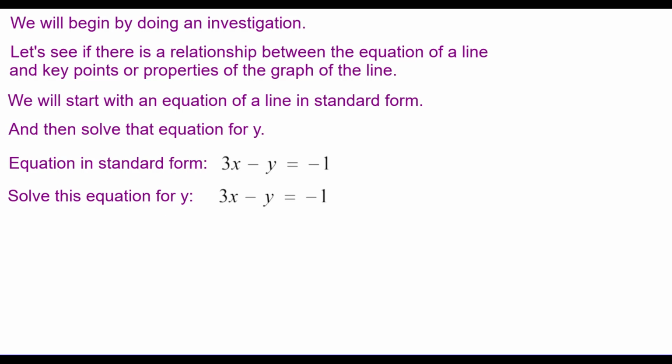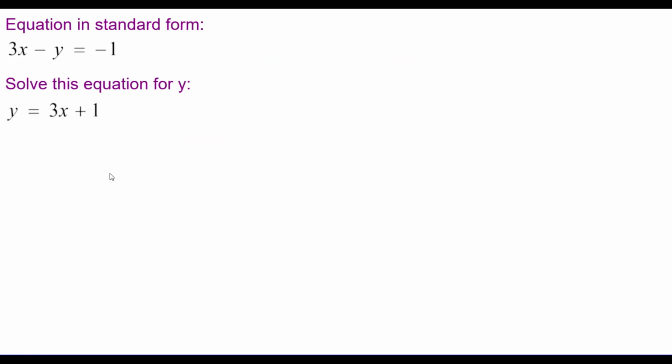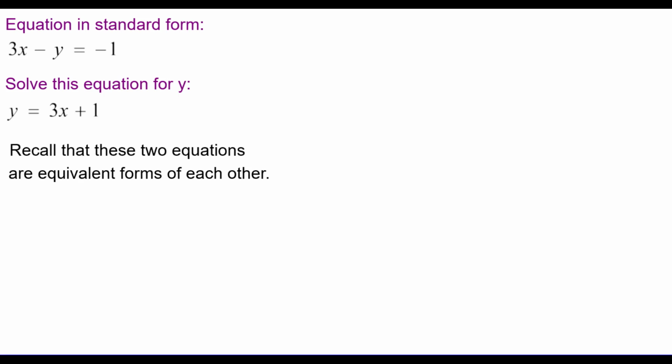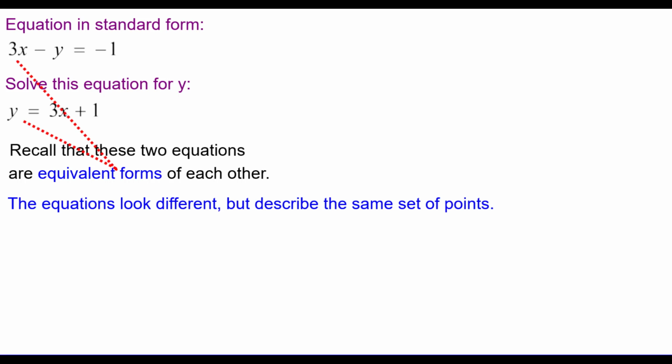So first thing I would do is subtract 3x from both sides, and then either take the opposite of each term or multiply each term by -1 to get what y is equal to. So this equation is solved for y. Sometimes we say it's solved for y in terms of x. So we have the equation in standard form, the equation solved for y. Recall that these two equations are equivalent forms of each other. And what we mean by that is the equations do look different, but they describe the same set of points.